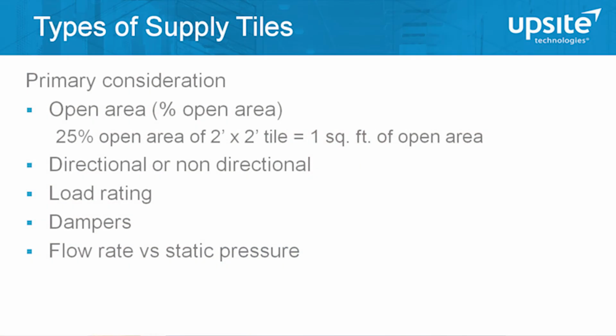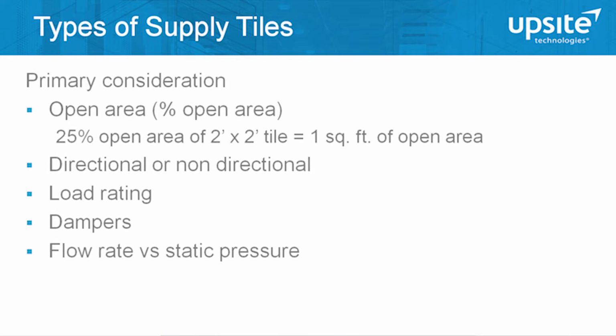But remember, a fan tile does not create air. So if you install a fan tile and you get more conditioned air out of that location, there will be less conditioned air out of all the other tiles in the room, or at least the ones in that area. The total will always be the same. The total will equal the total airflow moving through the cooling units. Okay, well, let's look at a few more considerations of supply tiles.